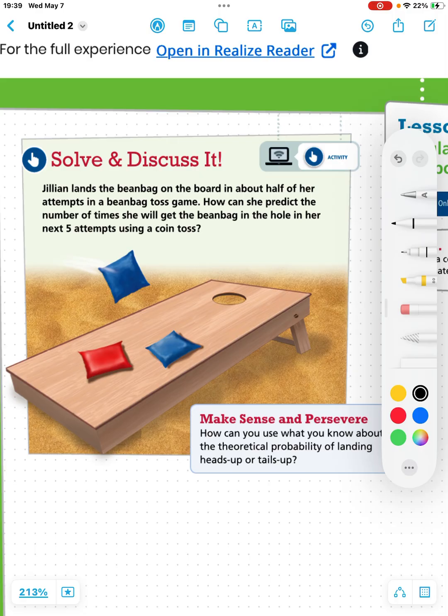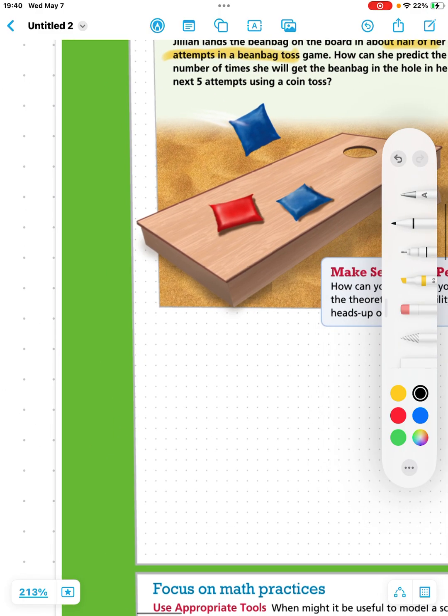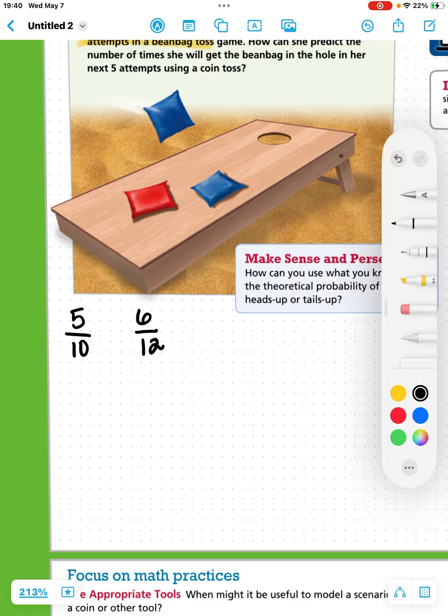With this, she lands on the board about half of her attempts. So that just means if she throws it 10 total times, she made it 5 of those times. If she threw the bag 12 times, then she made it 6 of those times. We can go up no matter how many times she threw the bag. Our outcome should be 1/2 of the time.